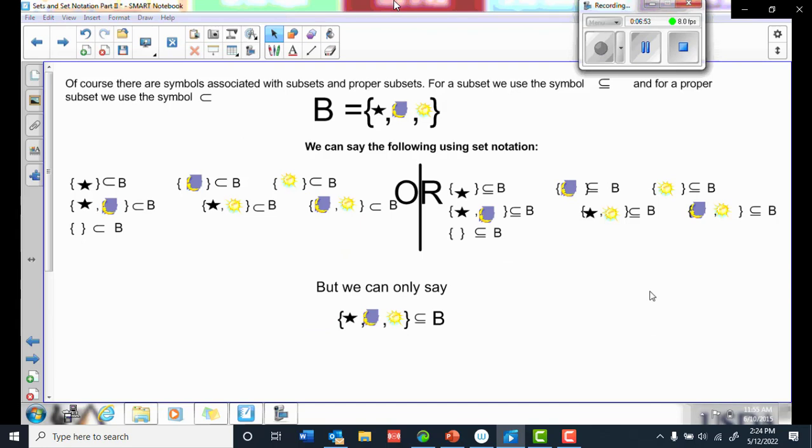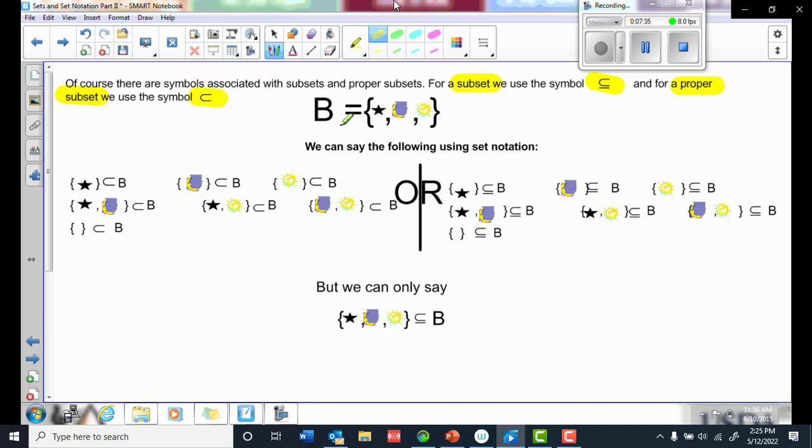Now, as I've already said, we have some symbols here associated with subsets and sets. For a subset, we use this symbol here. It kind of looks like a C with a line underneath of it. So this is the symbol we use for a subset. And then for a proper subset, we use just the little symbol that looks like a C or a sideways U. We don't put the line under it, because the line means can be equal to also. And remember, a subset can be equal to the original set.